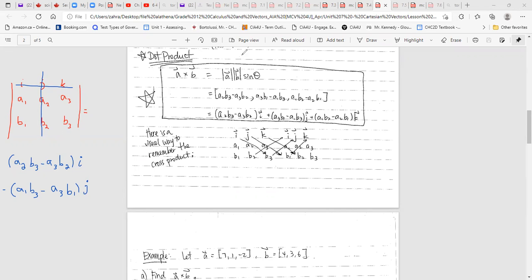And now for the k component, you do the same thing. You cover the row and the column for k. The first one was plus, the second one was minus, now it's going to be plus here. It's going to be A1 multiplied by B2 minus A2 multiplied by B1.